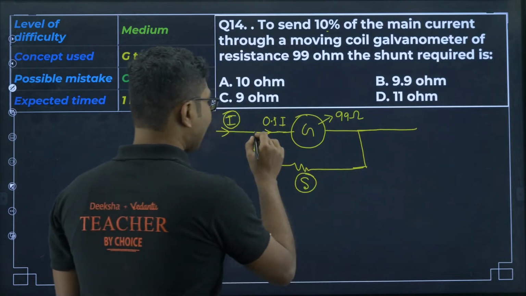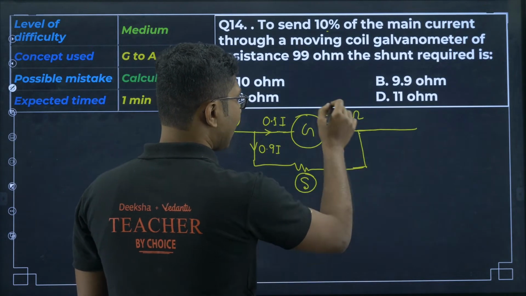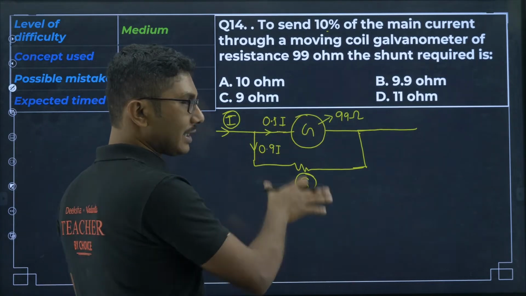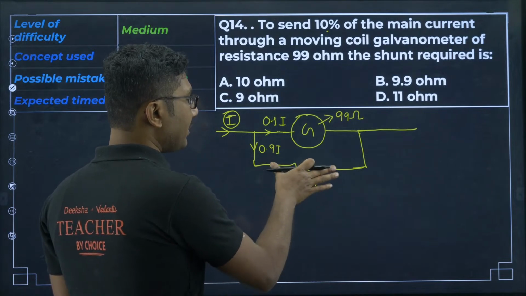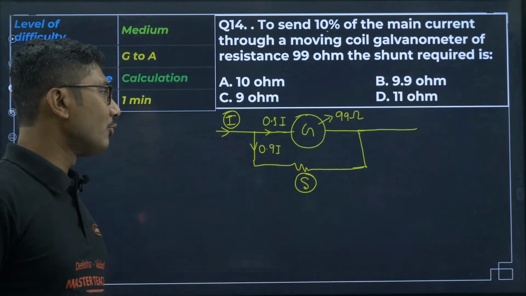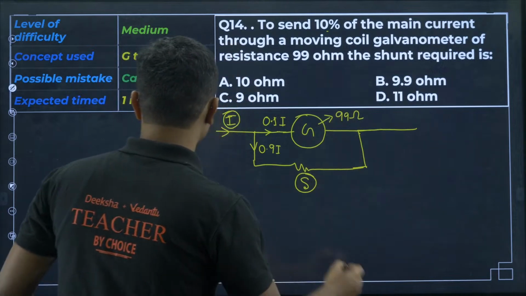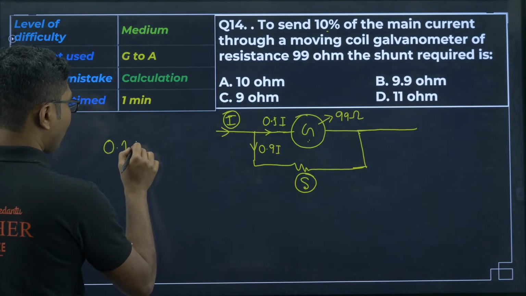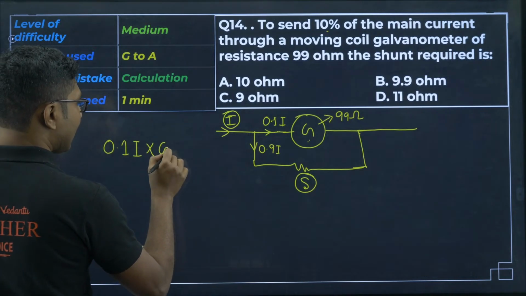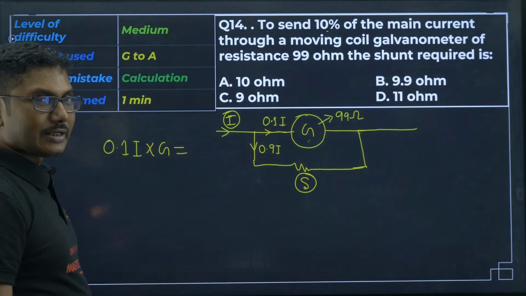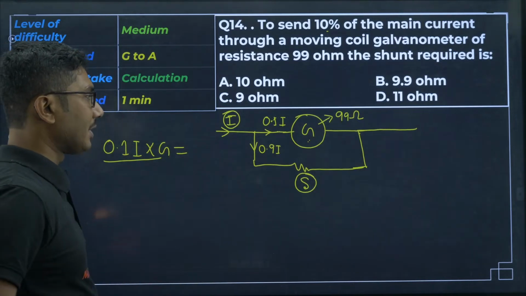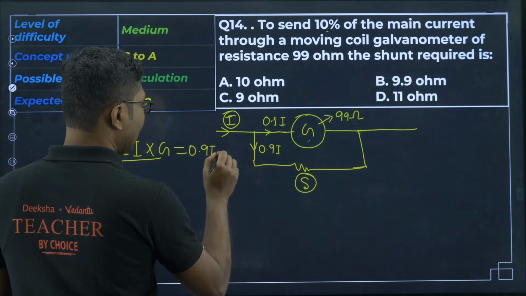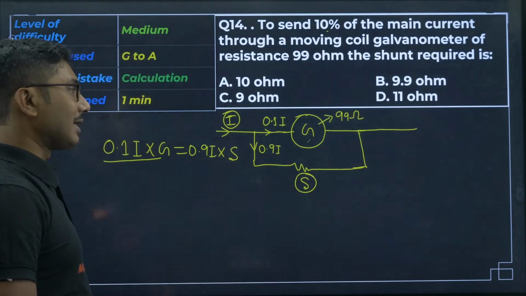You have to remember that galvanometer and shunt are basically connected in parallel. If they are connected in parallel, whatever is the voltage drop across the galvanometer, the same voltage drop will be across the shunt as well, okay. The voltage drop across both components will be the same. So what is the voltage drop across the galvanometer? Current, that is 0.1 I, times the resistance, that is G. So IR, that is the voltage drop across the galvanometer. What is the voltage drop across the shunt? Current, that is 0.9 I, times the resistance, that is S.